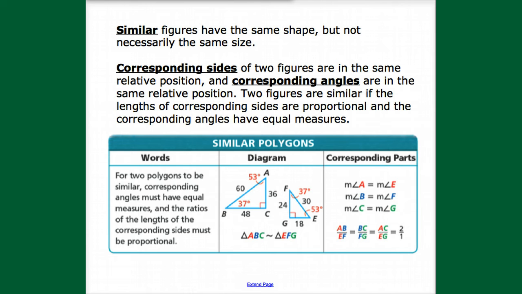So for example, in this set of triangles, angle A, although it's at the top, corresponds with angle E on the triangle that's to the bottom right. They both have a right angle, C and G, and angle B corresponds to angle F. So even though the figure is rotated, these two shapes are similar.